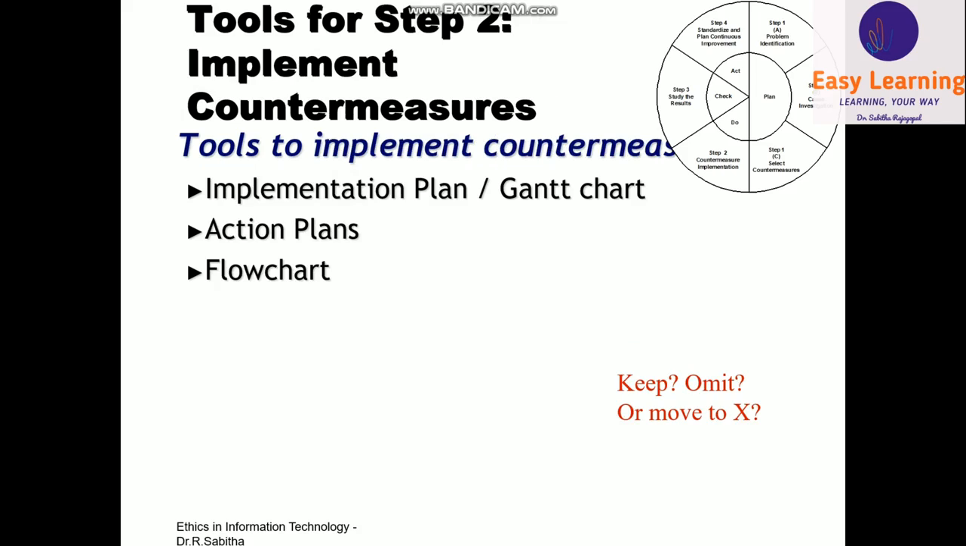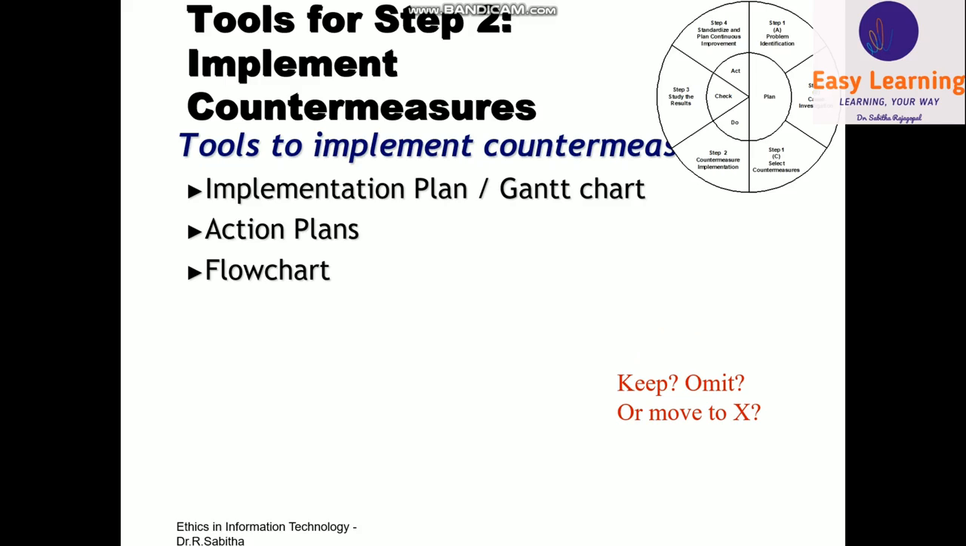This is your do phase, which is your implement countermeasures phase. In the previous matrix, a model which is applicable to solve all the causes of the problem could be selected, and that method or solution is implemented. For the implementation, you can have a plan, a flow chart or a Gantt chart.